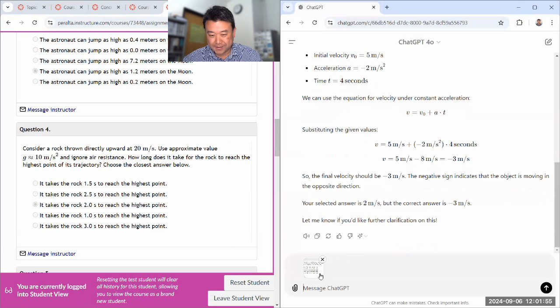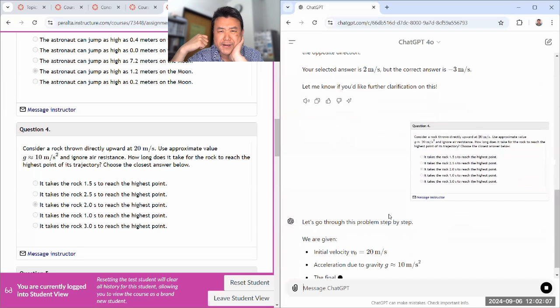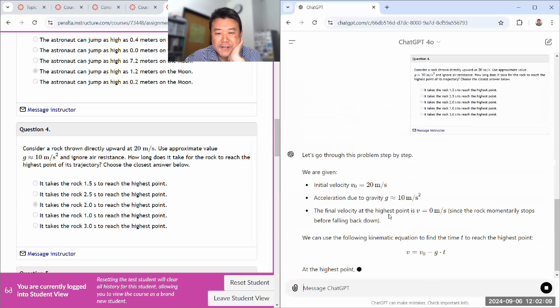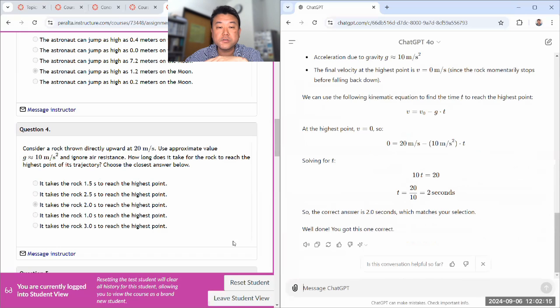Let me try giving it this. It might tell me that I got it right, in which case I think it's doing fine. You can just use it this way. If it tells me that I got it right, then that's great. It's not just automatically assuming that I got it wrong. So it solves it through, and the result of 2 seconds matches. Yeah, okay. So you can basically go question by question with ChatGPT.